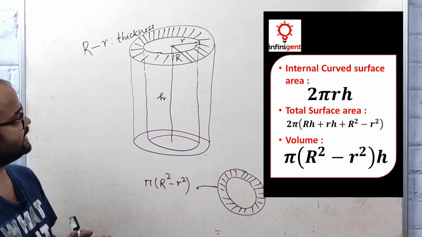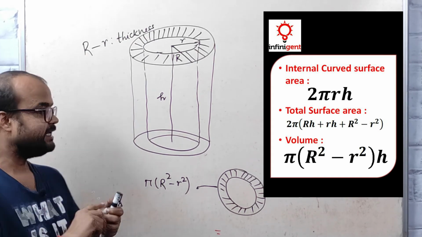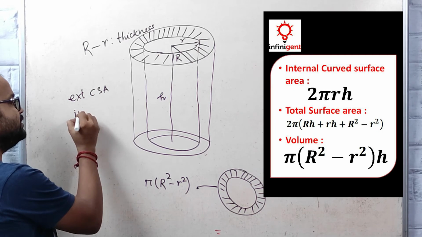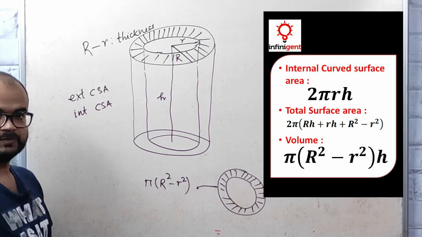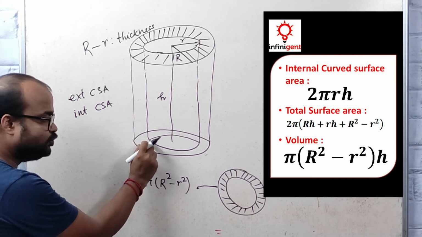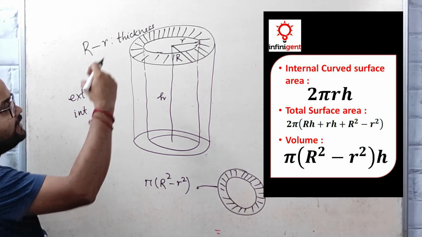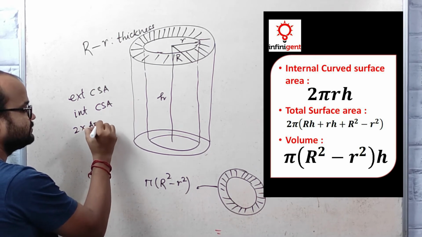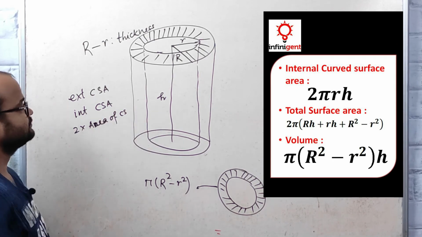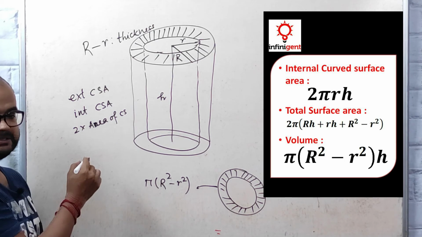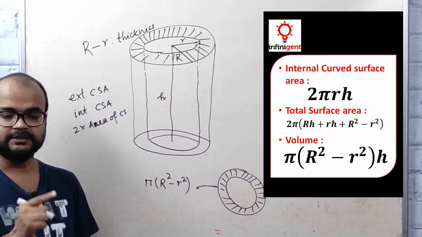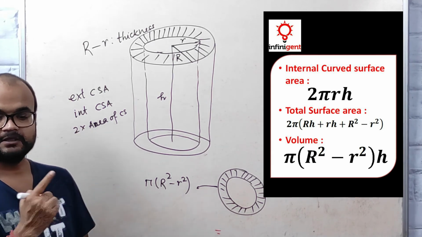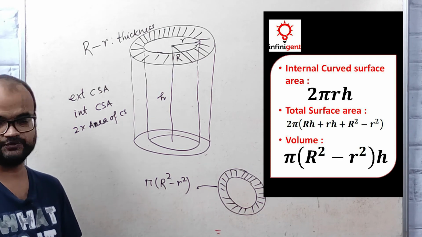What is the total surface area? Now total surface area is the external curved surface area and internal curved surface area, these two parts, and there are two rings, one at the bottom and one at the top. So 2 into area of cross section. So if you add this and take common 2 pi, then you will get 2 pi times (Rh plus rh plus capital R square minus small r square).